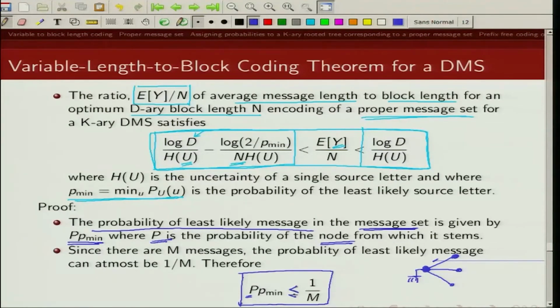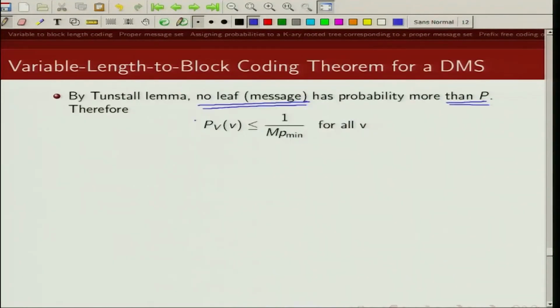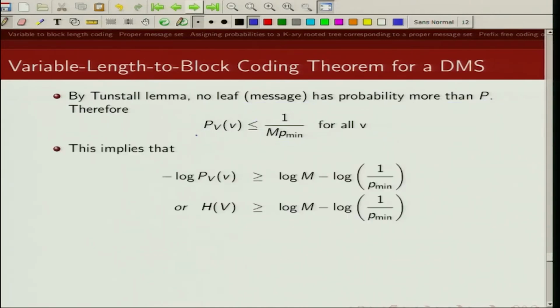less than or equal to 1 by P min. So we can write that no leaf has probability more than P. So P, the probability of a node, is basically less than or equal to 1 by m P min. Now if we take log of this quantity and we multiply by minus and sum over all P of V. Now the sum over P of V is basically 1, so it would not change anything on the right hand side.